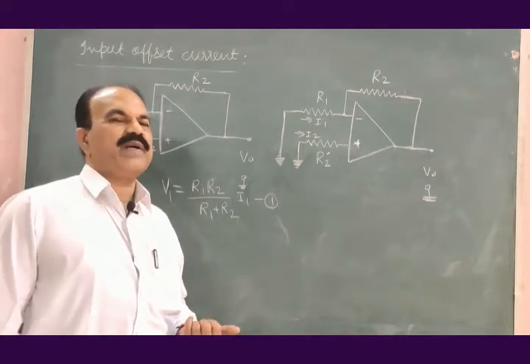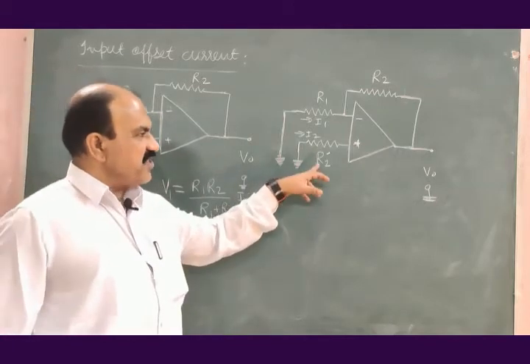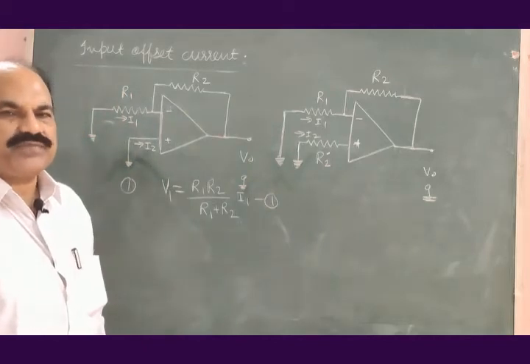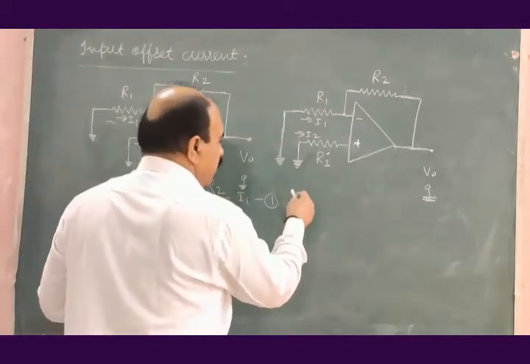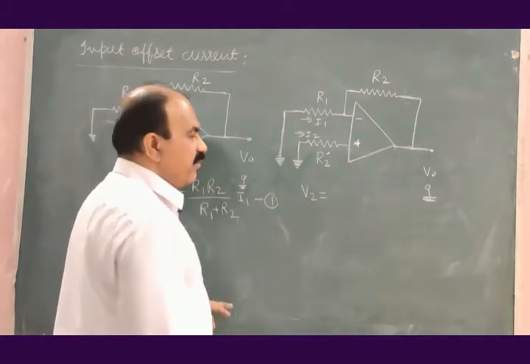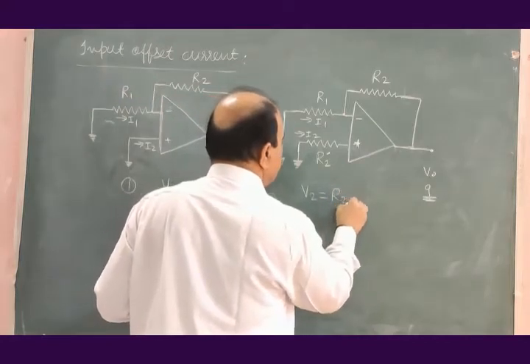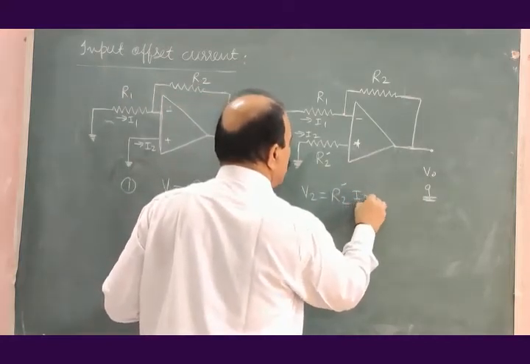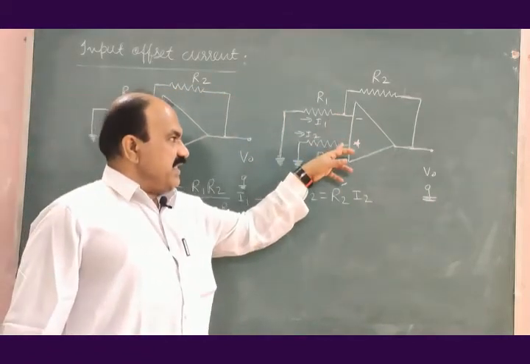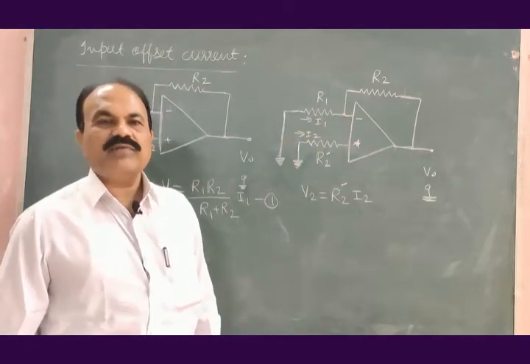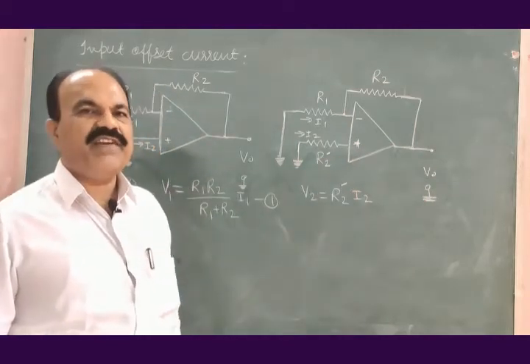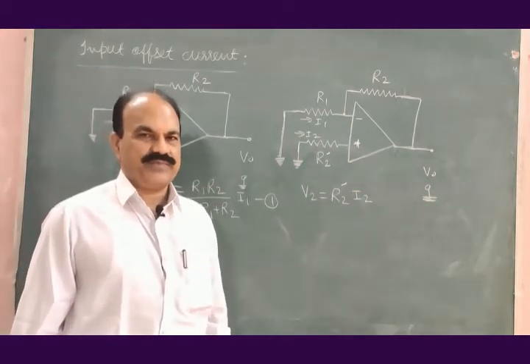To reduce this effect of current differential, let us connect resistance R2 dash across the non-inverting input terminal. So what will happen? It will develop a voltage V2 at the non-inverting input terminal, which is given by V2 is equal to R2 dash into I2. V1 is present here, V2 is present here, and therefore the amount of voltage coming at the output will be very, very small, negligibly small.